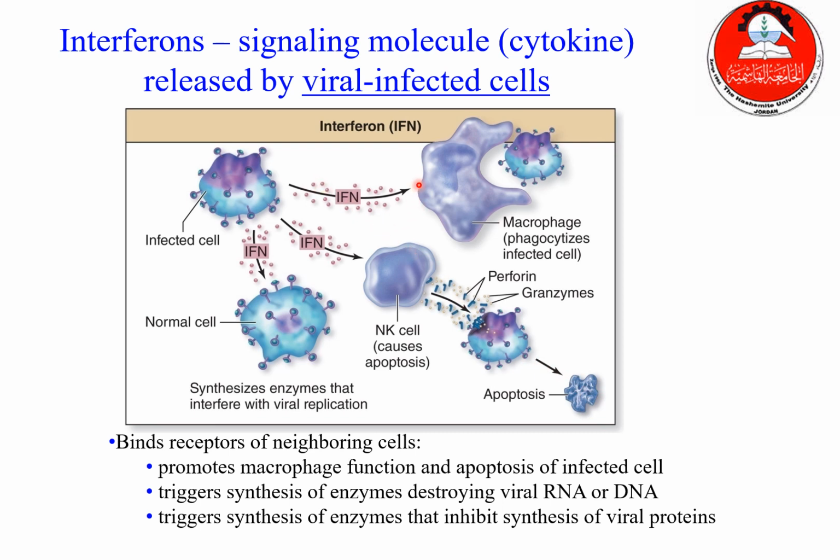And also, it is going to trigger and activate macrophages to phagocytose and engulf the virally infected cell into an endocytic vesicle, and then via phagosome, lysosome is going to lead to destruction of the invading pathogen and the infected cell. So it binds receptor of neighboring cell, promotes macrophage function, apoptosis of infected cell, triggers synthesis of enzymes destroying viral RNA or DNA, and triggers synthesis of enzymes that inhibit synthesis of viral protein as well.